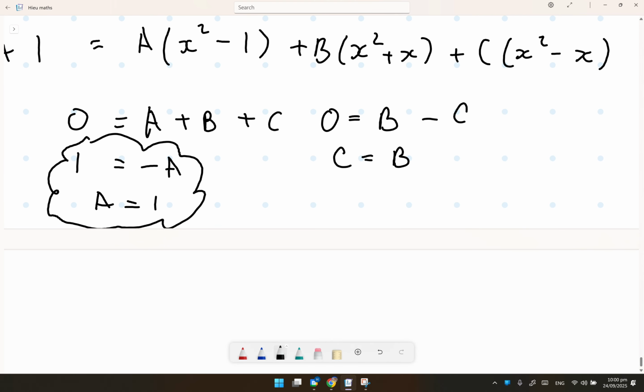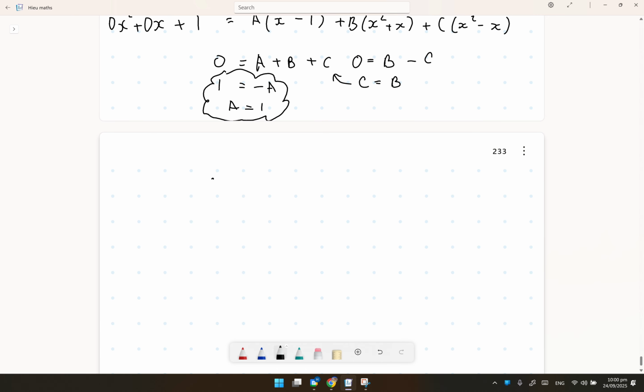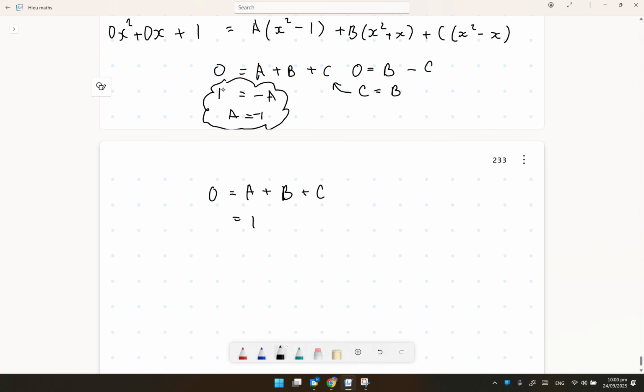Okay, and the final thing left is we've got to substitute it into here. So now we have 0 equals, let's rewrite it, 0 equals a plus b plus c. What's a? A is equal to negative 1, sorry, because 1 equals negative a, so a equals negative 1. B, let's keep b itself, and then c is just equal to b. So b plus negative 1 plus b plus b.